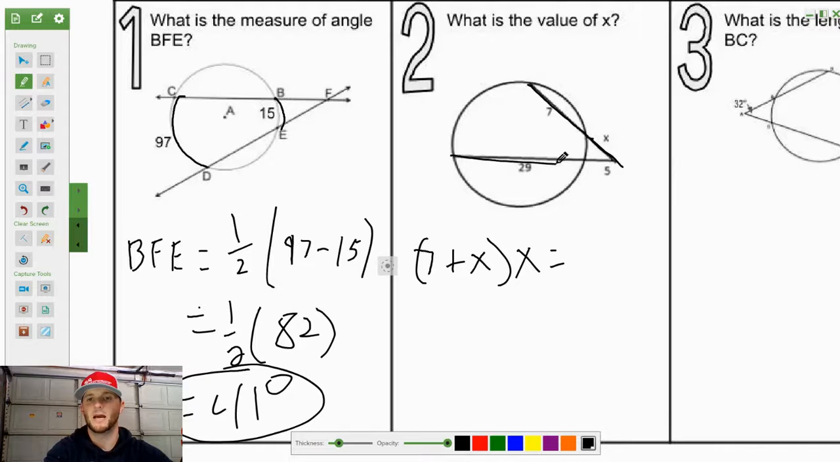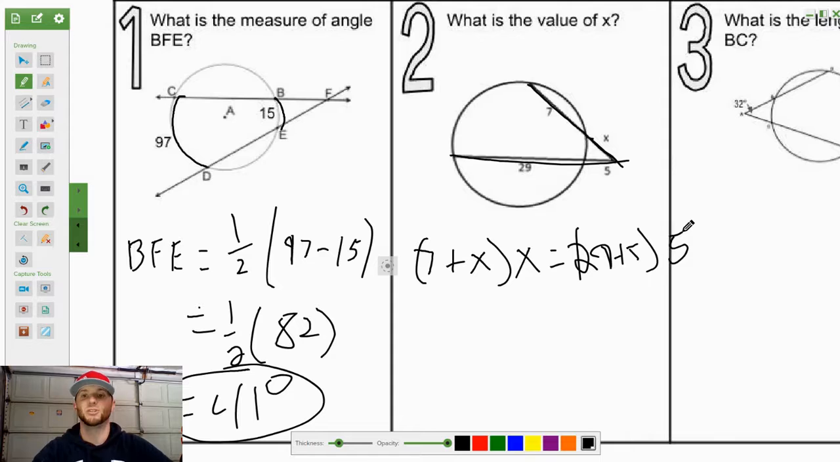So I have to take what the entire segment's going to be. So I'm going to do 29 plus 5. And then what's outside the circle is going to go on the outside. So right now, ladies and gentlemen, I have to solve for X.